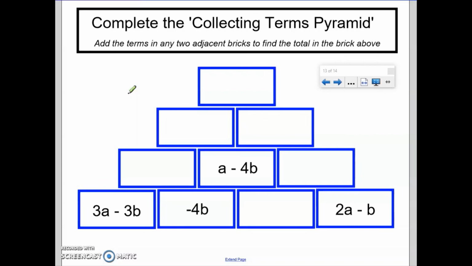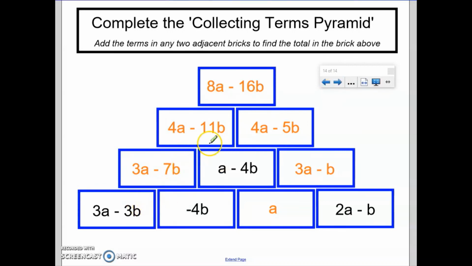Okay, welcome back to the video. I'll just go ahead and show you my completed pyramid. Looks like so. So again, by adding together the adjacent bricks and collecting the like terms, you should have been able to progress up the pyramid to achieve the top brick of 8a minus 16b. Very well done if you were able to complete that pyramid. That shows a very good understanding of collecting like terms.